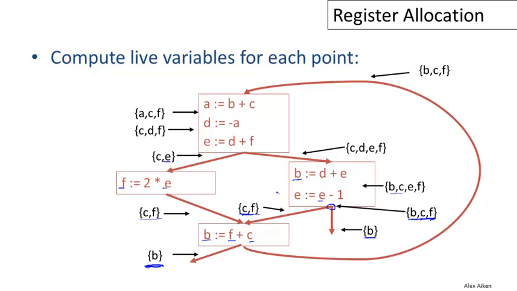Here, B is removed from the live set because it's written, but D is added in this set here, and similarly for the other edges in this graph. And if you go and check all the other edges, you will see that the live set is correct, and it just follows from the simple rules we gave in the previous video.